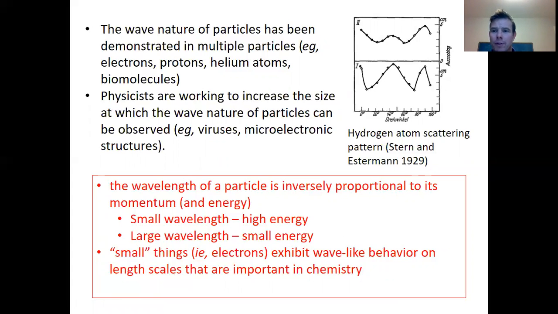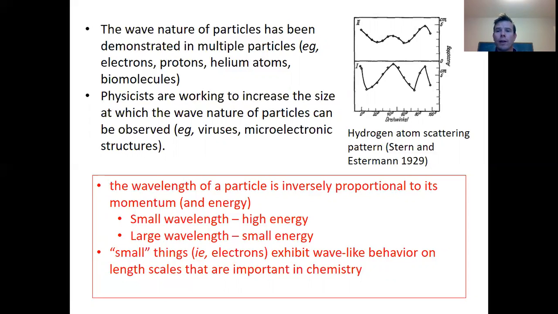What you need to remember is here in red. Lambda equals h over p. So the wavelength of a particle is inversely proportional to its momentum. If something has high energy, it has a large momentum and a small wavelength. Something which has a small energy has a large wavelength. So the energy of a particle is inversely related to its wavelength.